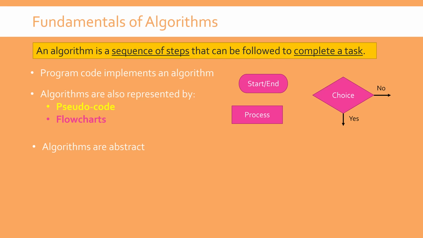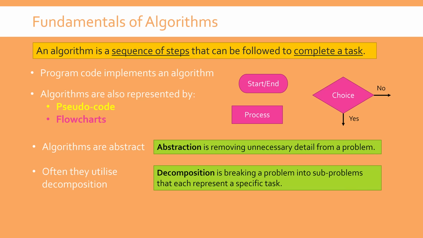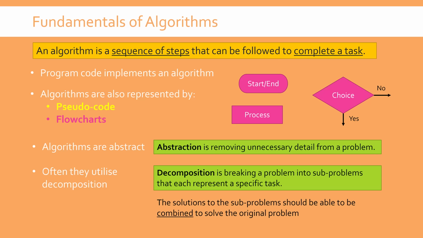Now, algorithms are said to be abstract. Abstraction is the process of removing unnecessary detail from a problem. It's a way of simplifying a problem, but also usually, and if you are a good programmer, you'll utilize decomposition. This is another problem solving technique, another way to simplify problems. What this will do is break a problem down into many subproblems that each represent a specific task. So ideally, each subprogram does just one job, and if you solved it, you'd eventually be able to combine all of these solutions to solve the original problem.